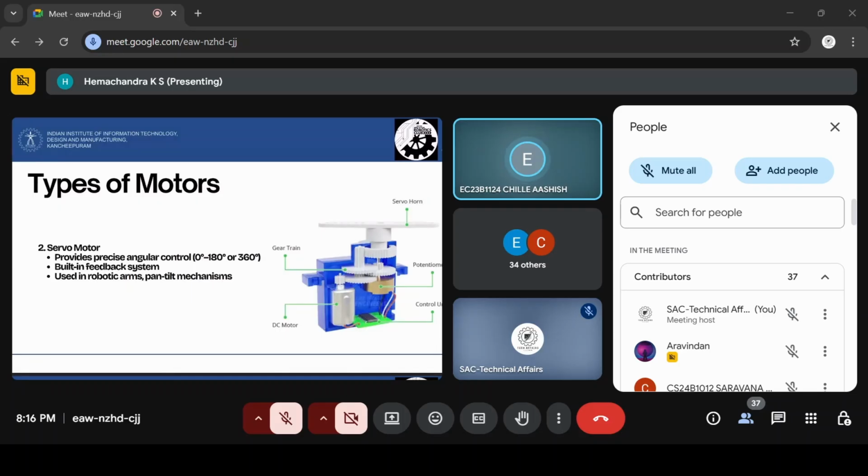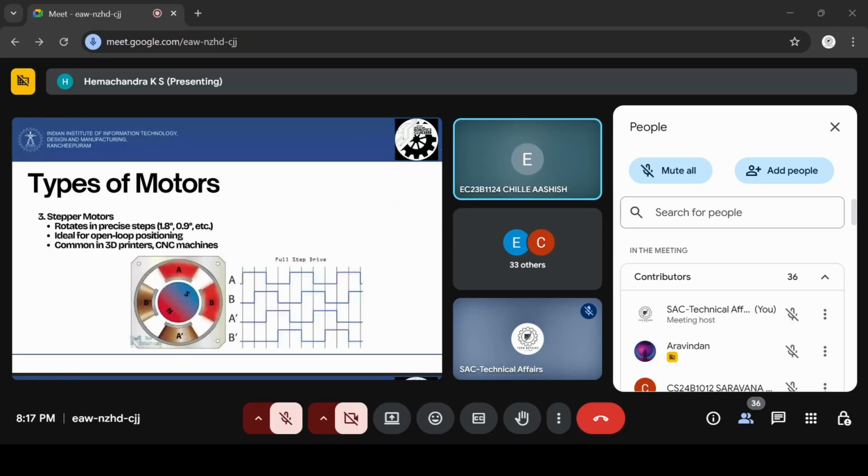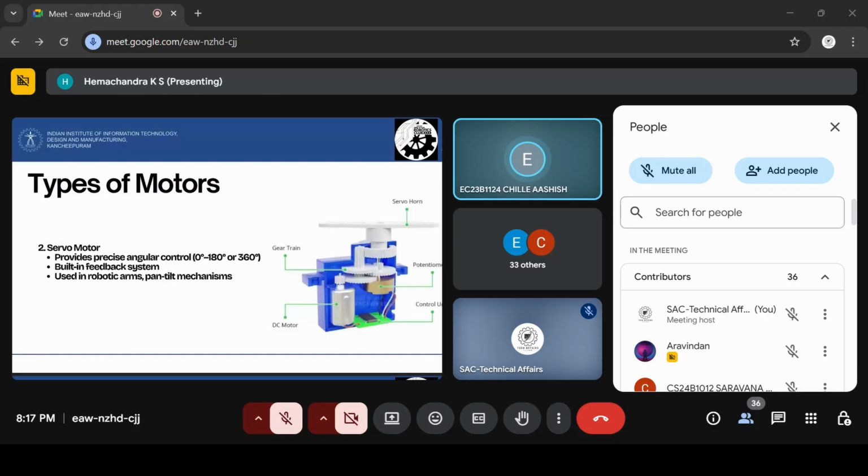Coming to the key characteristics, as I said, when we need angular control with a defined range, we can use servo motors, and it has a built-in feedback system for accurate positioning. It is mainly used in controlled motion such as robotic arms, RC cars, and pan tilt mechanisms. Servo motors are also used in camera gimbals and steering systems.